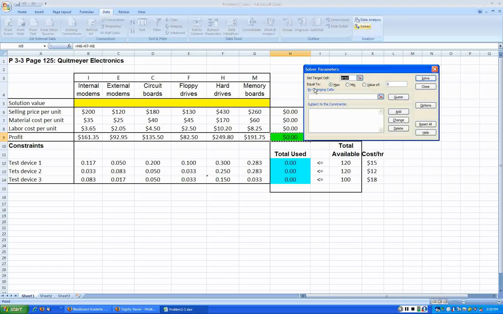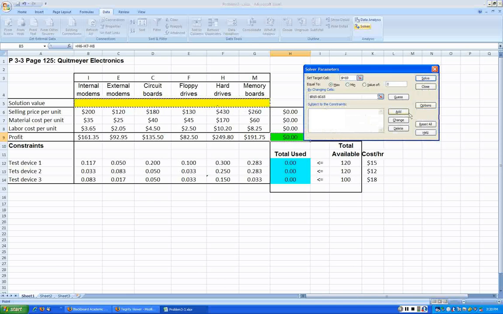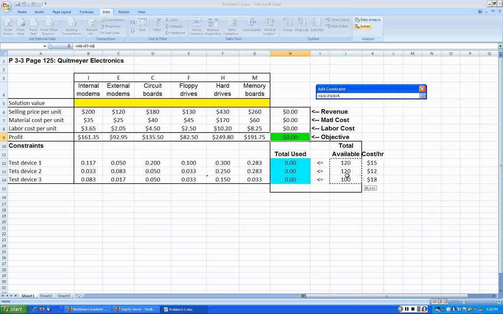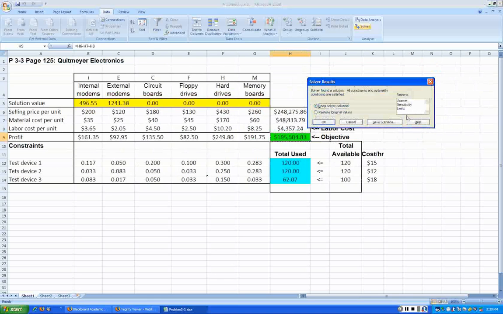So maximize my profit. These are the changing cells. The constraint is that the total hours used should be less than or equal to the total hours available. Then click OK. That's the only constraint that we have. Click OK. Options. Choose non-linear, non-negative. OK. Solve the problem. Found a solution.